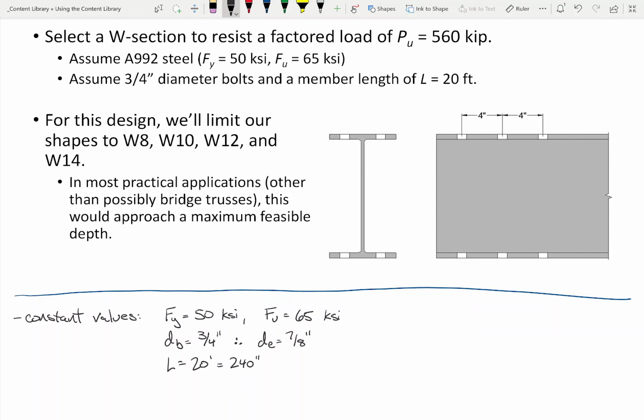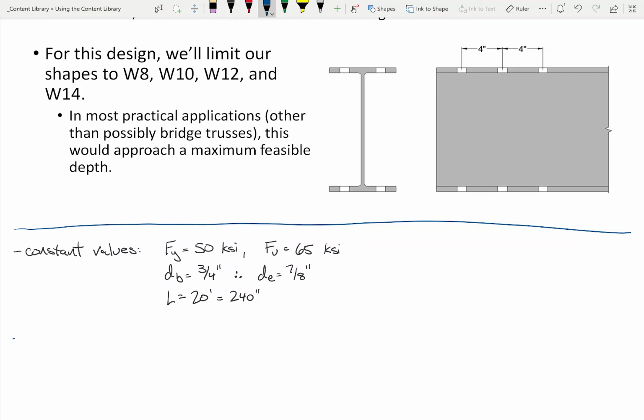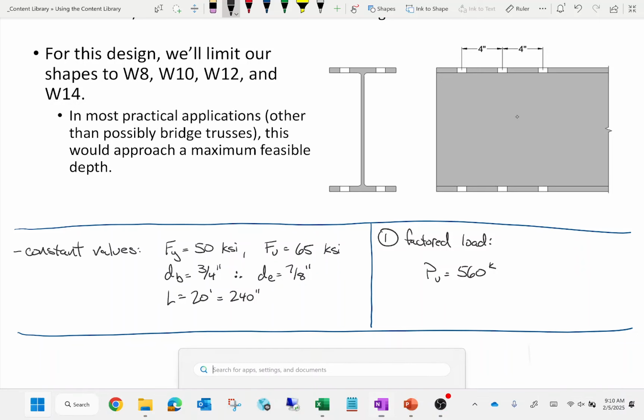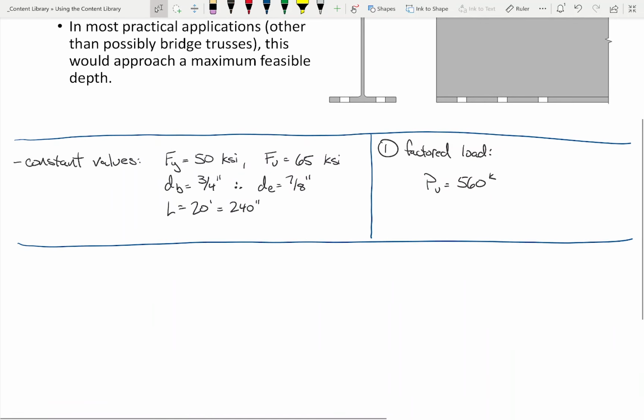Now I should mention that step one in any design problem is to compute the factored load, but we were given that load as, what was it, 560? So we don't have to worry about that. And by the way, everything that we see here on the screen, I'm going to double up and put in a spreadsheet, so don't worry. Sound good?